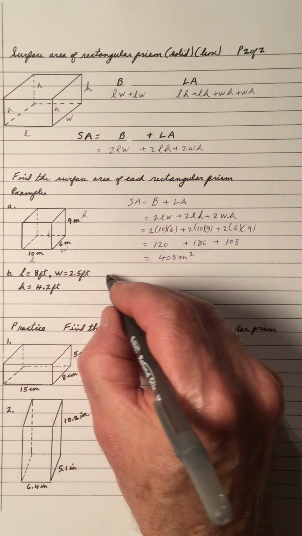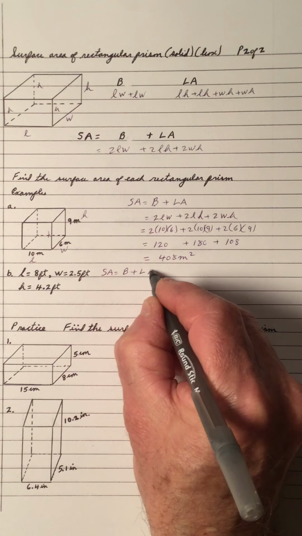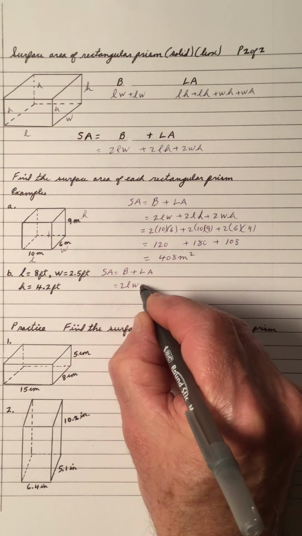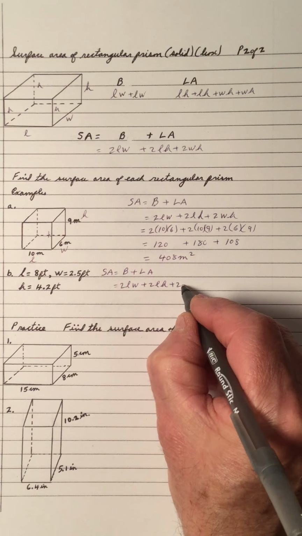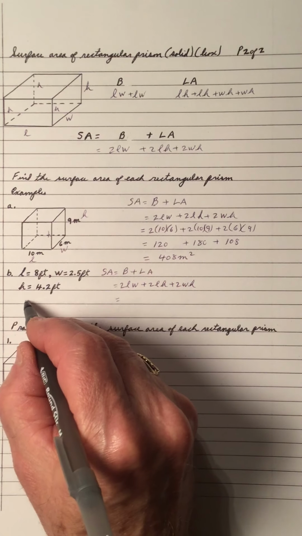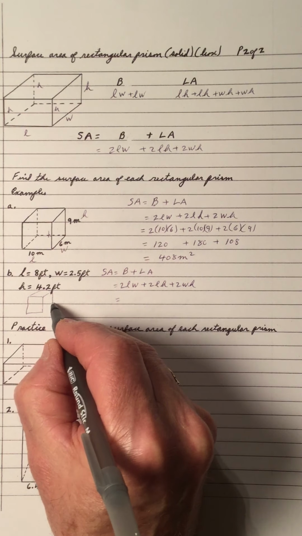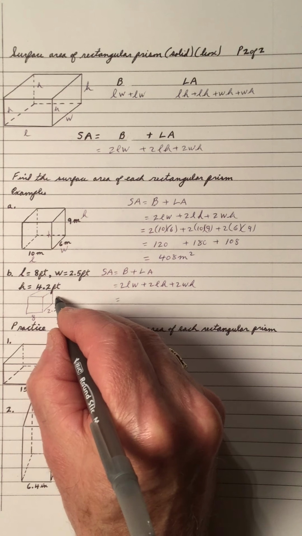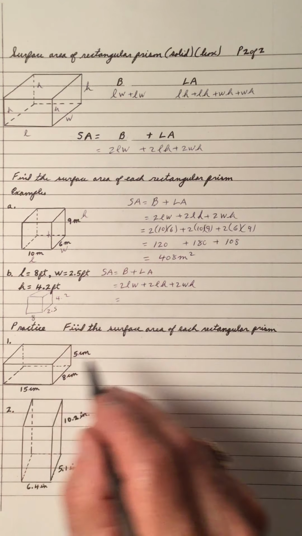Let's work B out. Surface area is base area plus lateral area, and for the base, there's 2 length and width. The lateral area is 2 length and heights plus 2 width and height. Again, memorize it, or if you want, draw a little box like this. There's the box, and put an 8, and put the width is 2.5, and put the height is 4.2. So you get 2 of any 2 of each of these combinations.